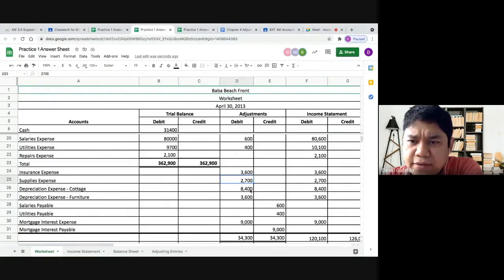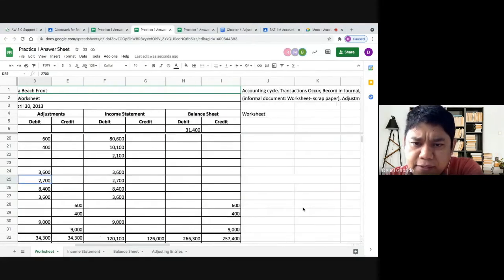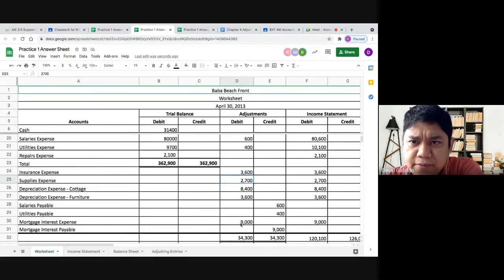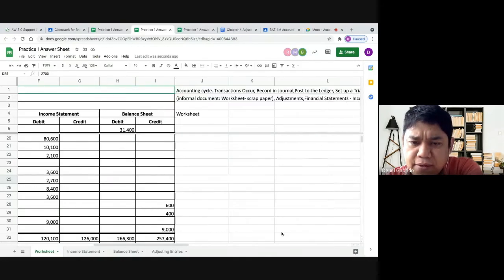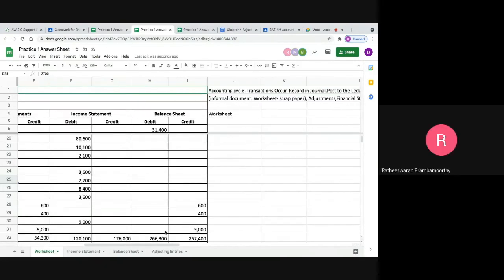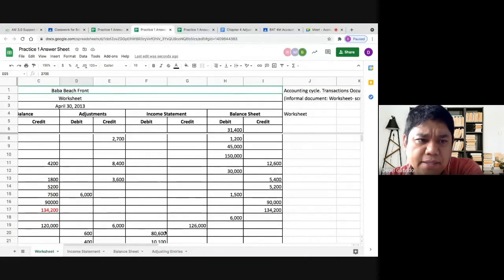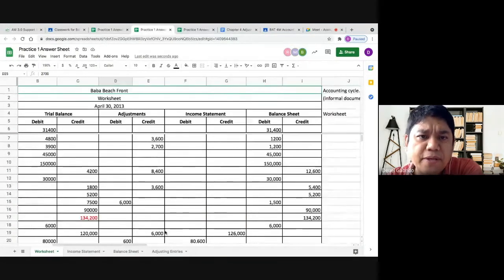Supplies, 278,436, 600, 400. That's part of your liability. 9,000 here, 9,000 there, 9,000 here, and then 9,000 there. I don't know if it's the capital or. Okay, one more time, guys. Let me just double check our capital.